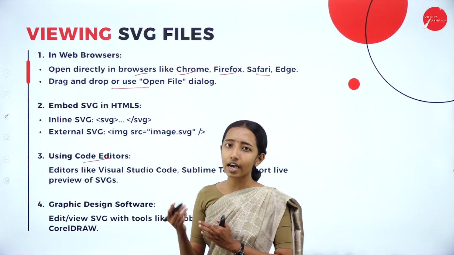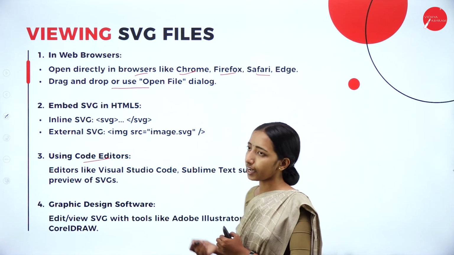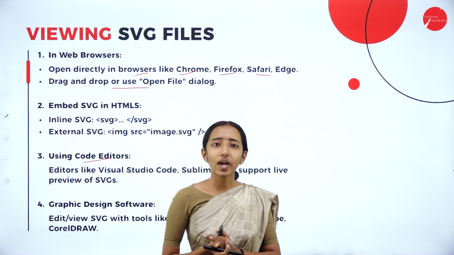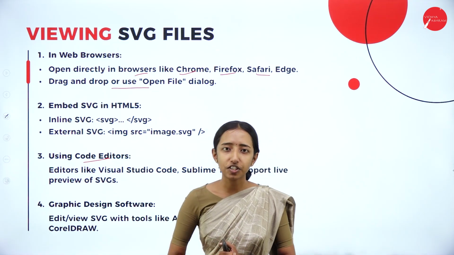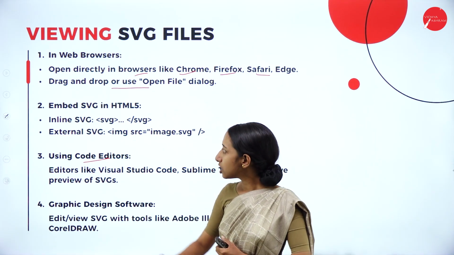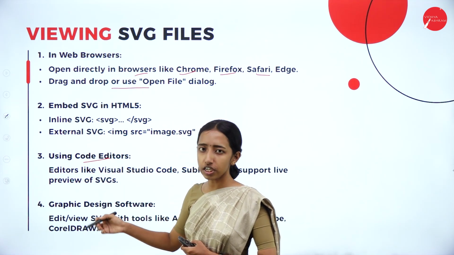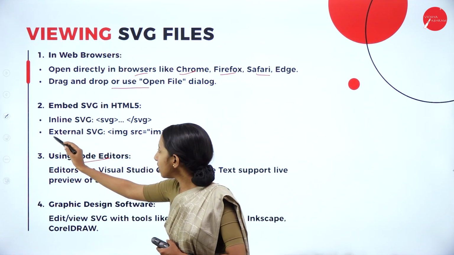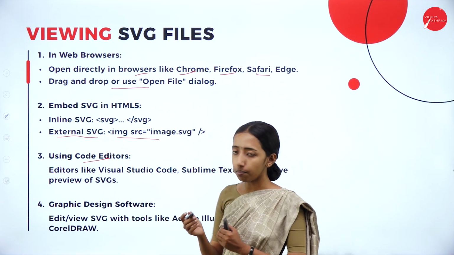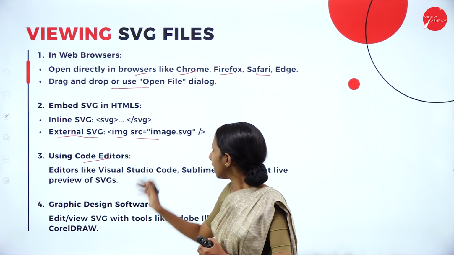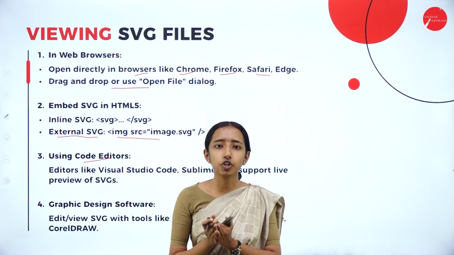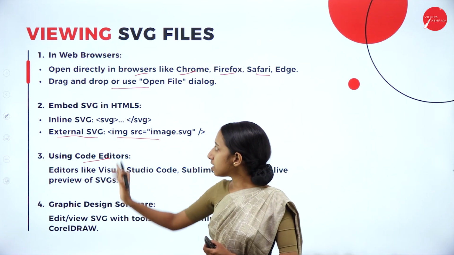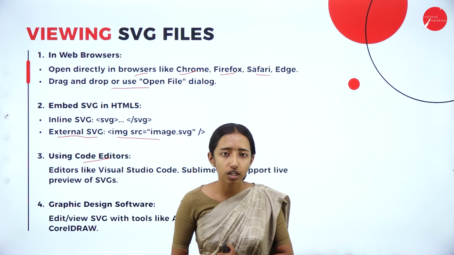So here mainly we can use Chrome, Firefox, Safari, and Edge. The next one is embedding SVG in HTML5. Here, for inline SVG, we will be using the SVG tag, and for external SVG we can use the image tag of HTML5. Here we can also have image.svg. So this is embedding the SVG with HTML5.